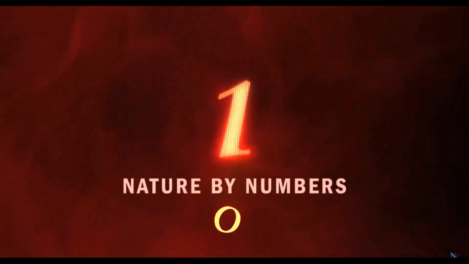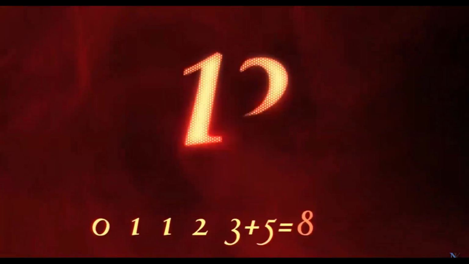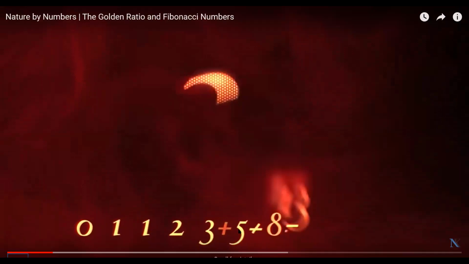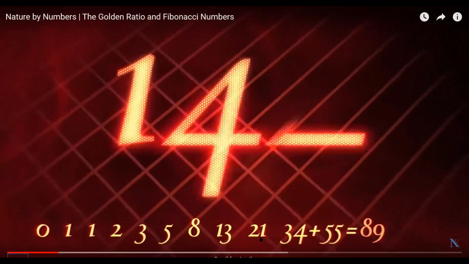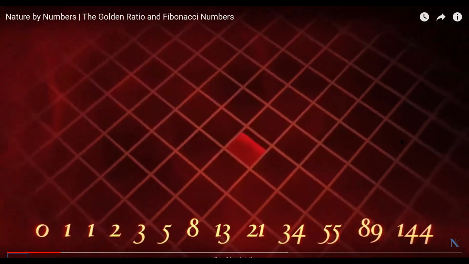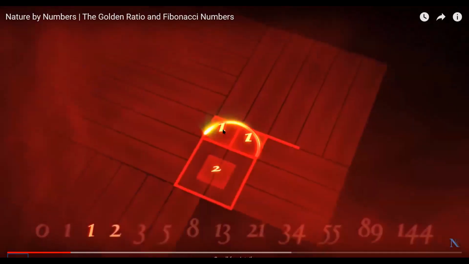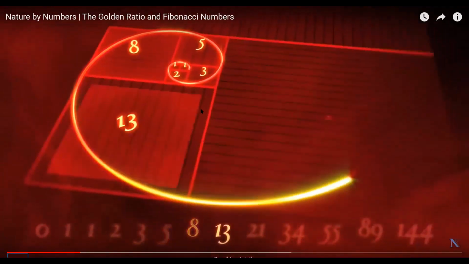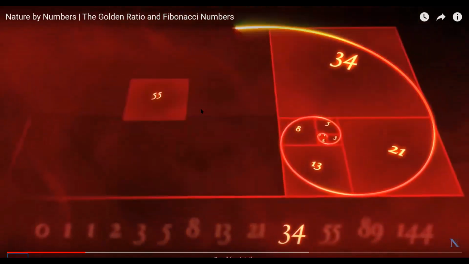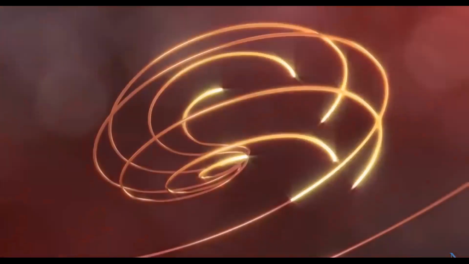So here's 0. So they start with 0, 1, 1, and each number is the sum of the previous two. So you can see 3 plus 5, 8 plus 13 is 21, 21 plus 13 is 34, 34 plus 55. And they're showing us tiling, making larger and larger squares. Here's 1, 1, 2 by 2, 3 by 3, 5 by 5, 8 by 8, 13 by 13, 21 by 21. They're zooming out. And you see it spiraling around and it's getting bigger and bigger and bigger.